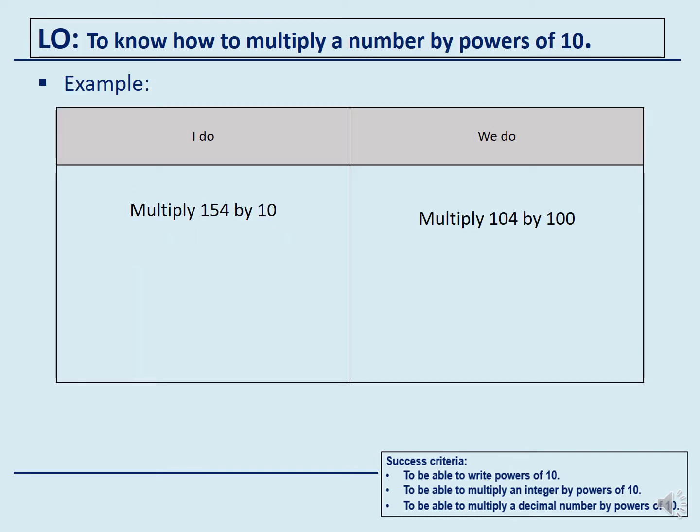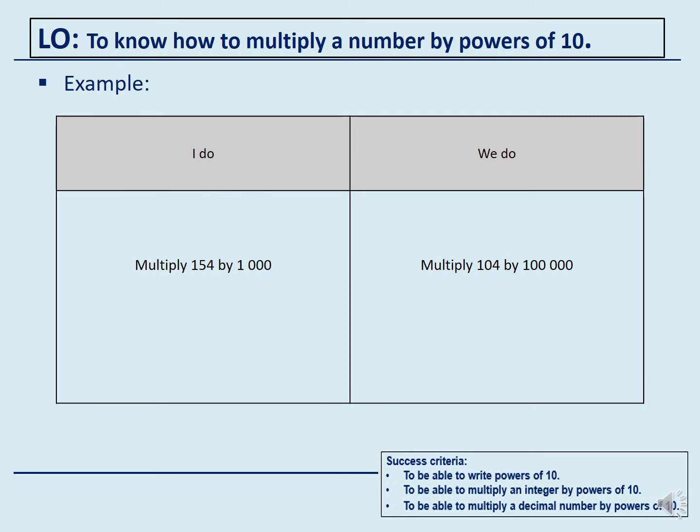Now let's look at this question. I do the first one. Multiply 154 by 10. As you saw before, when I times by 10, I get one more zero. So if I times 154 by 10, I get 1540. 5 seconds, have a go with the video question. If you have your answer as 10,400, well done, your answer is right.